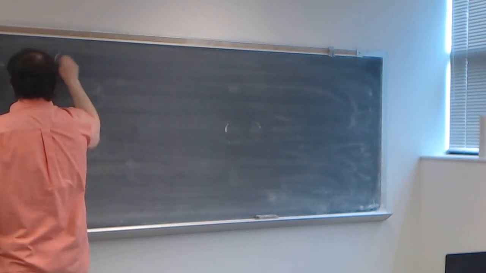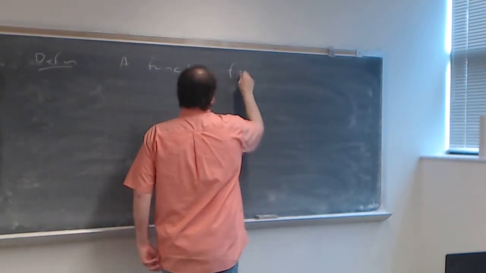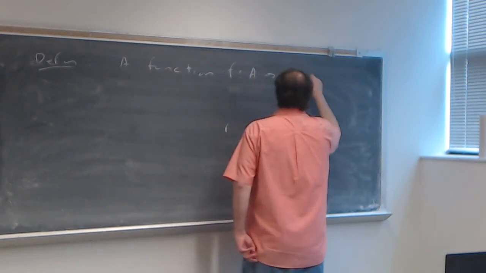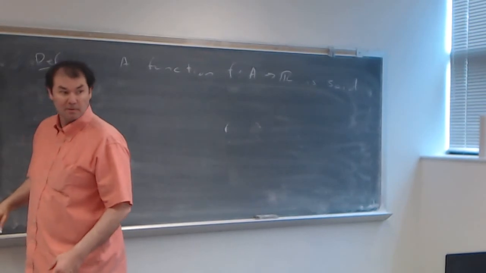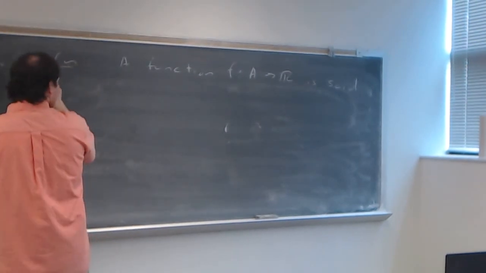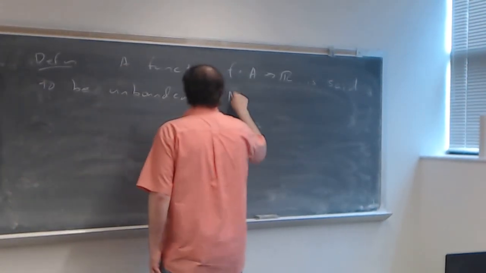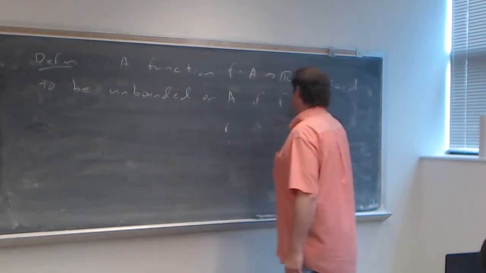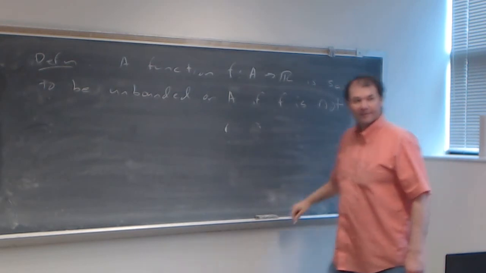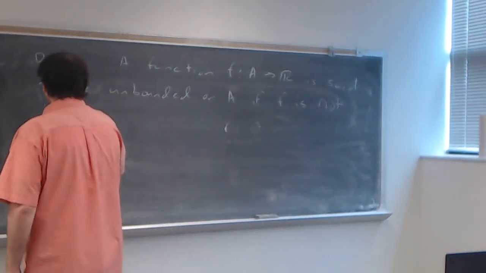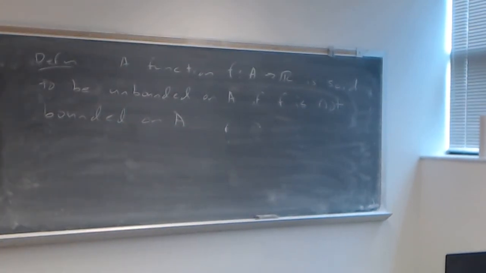So, as a definition, a function f going from A to R is said to be unbounded on A if f is not bounded. Man, this is a hard definition to remember. Well, that's easy. If it's not bounded, it's unbounded.